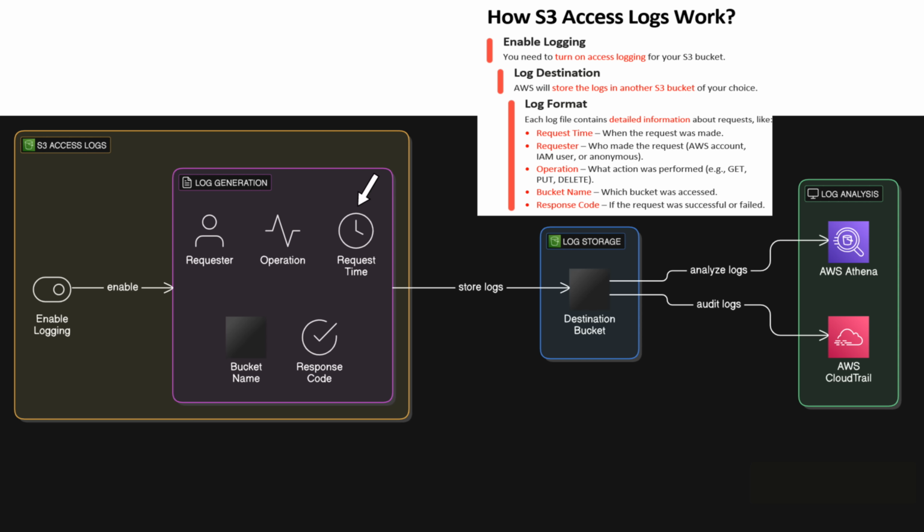For example, request time, when the request was made, requester, who made the request, AWS account or IAM user or anonymous, operation, what action was performed, for example, get, put or delete, bucket name, which bucket was accessed, response code, if the request was successful or failed.